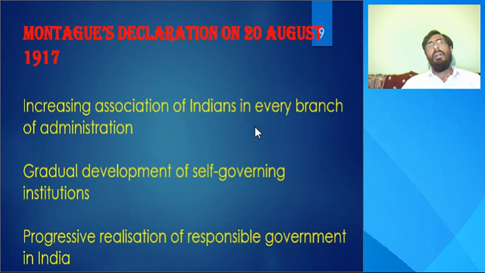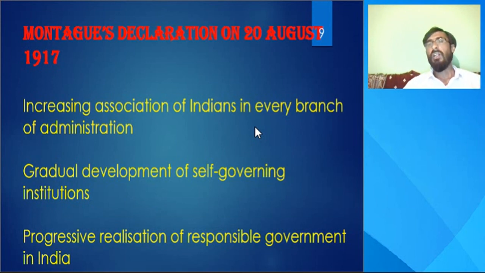Then, on 20th of August 1917, the Secretary of State Edwin Montague made an important declaration in the British Parliament. This was done because the government had adopted all measures to suppress Indian nationalism. Therefore, now they realized that it was essential for them to adopt a path of conciliation instead of suppression.